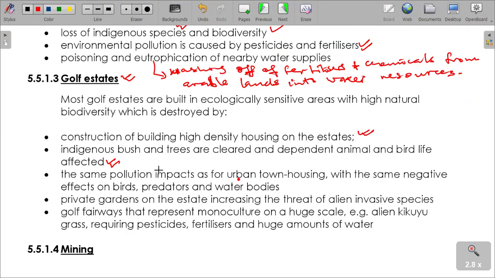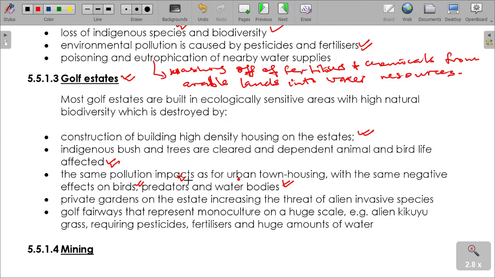And then there is also the same pollution impact as for urban town housing, with the same negative effects on birds, predators, and water bodies. There is pollution as long as people are occupying land. Pollution is inevitable. We have problems to do with pollution which is a result of urban growth or urban planning. So these negative effects would also affect our birds, our predators and also the water systems.